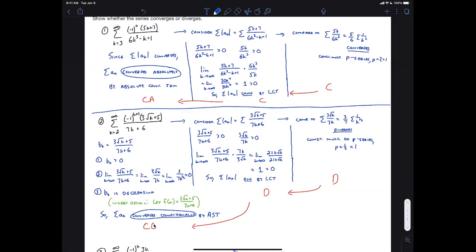So we knew the answer before we started, or I knew the answer before we started, and I want you guys to get to that point. Does that make sense?